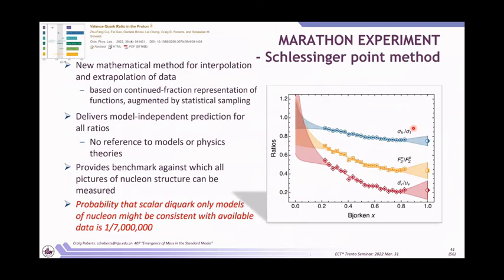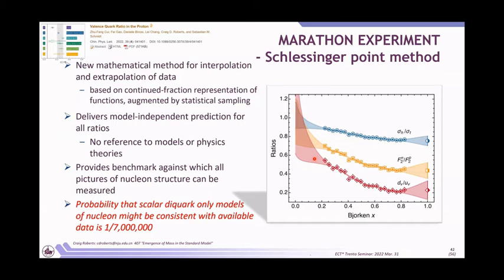We have analyzed that data using the Sullivan point method to see just what objective information it contains. It delivers a model-independent ratio. We don't actually refer to QCD or any other model for this. We simply look at the data and ask the question, conceivably, what does one extract from this information?